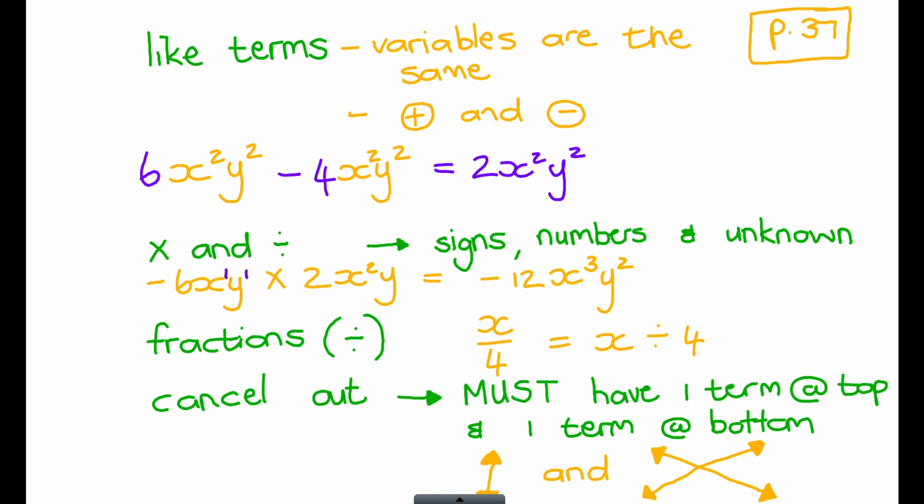Now, whenever we have fractions, we can cancel out to simplify it. But before we can cancel out, you'll see that I wrote it here: you must have one term at the top and one term at the bottom. Remember, you can't cancel out if you have more than one term at the top or more than one term at the bottom. All right, we'll do examples just now.